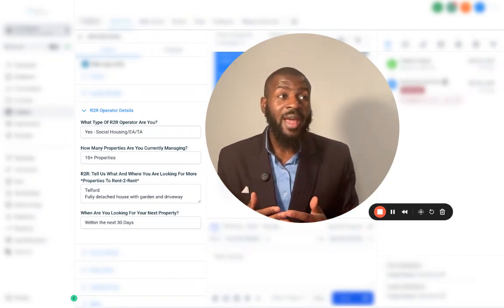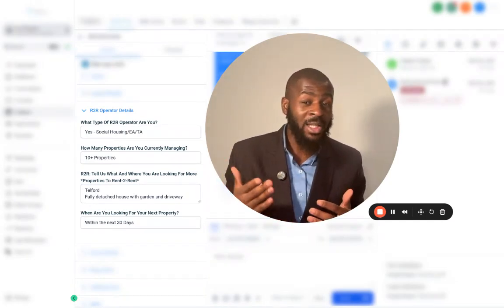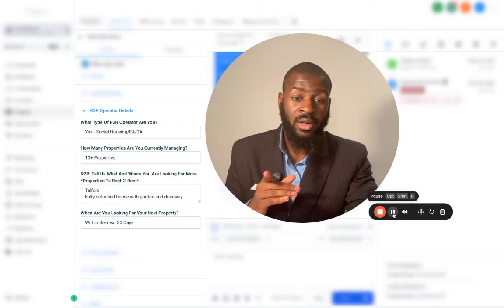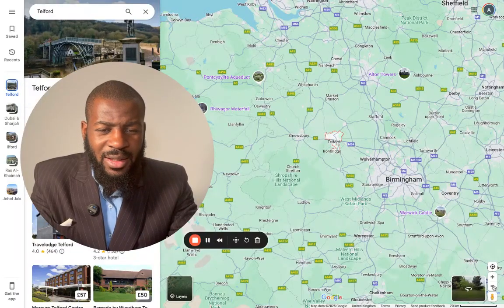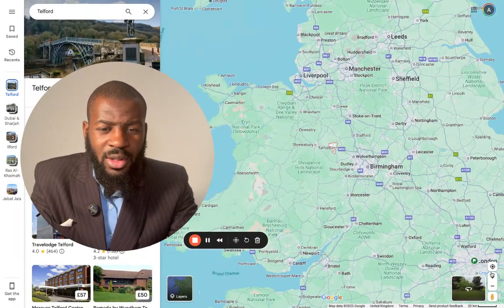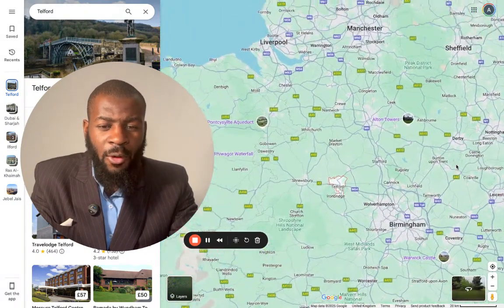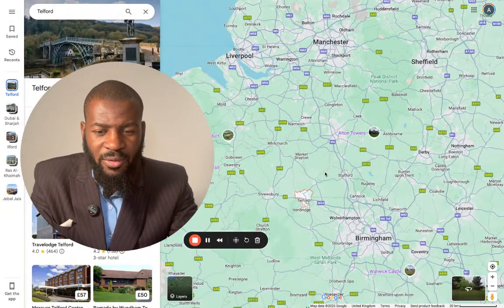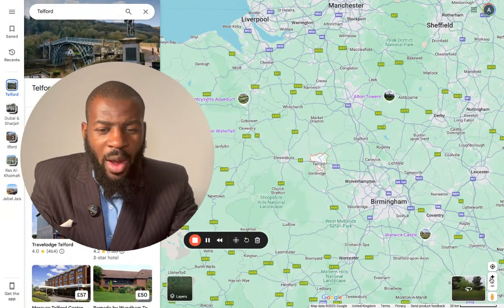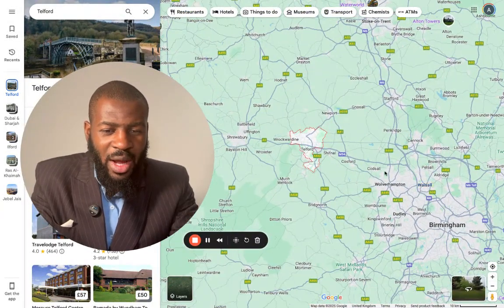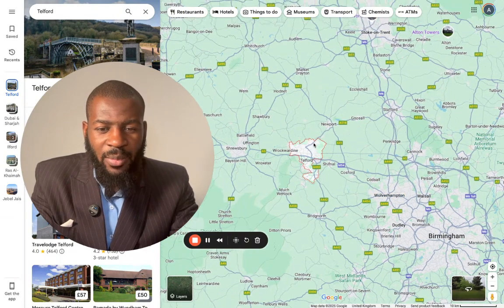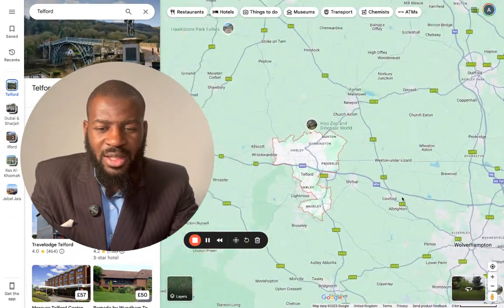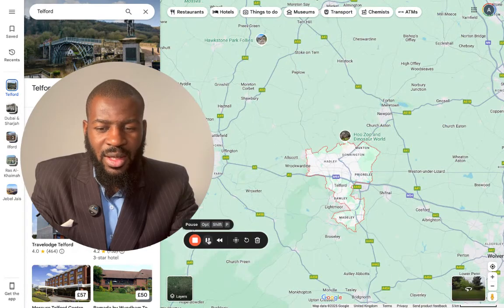Now, Telford is a specific area in Manchester. I'm just going to double check that one second. Okay, so scratch what I said. Telford is not, I think I was thinking of Salford. Telford is not in Manchester. Manchester is over here. Telford is somewhere out on the outskirts of Birmingham, Wolverhampton. Okay, that completely changes everything I was about to say. Let's go back to the contact.